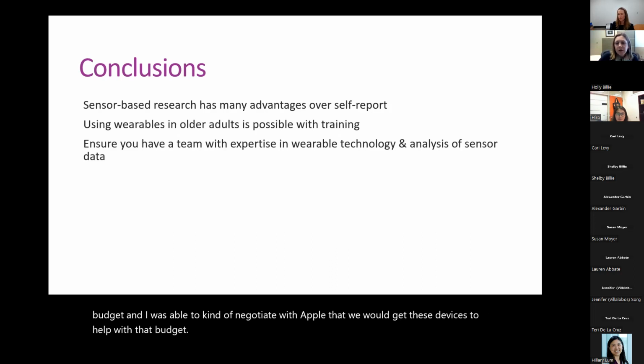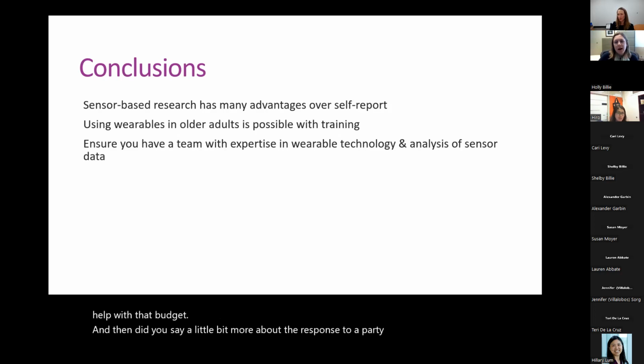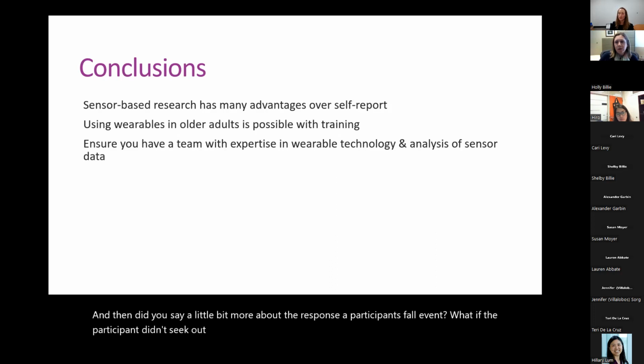And then could you say a little bit more about the response to a participant's fall event? What if the participant didn't seek out care? What was your response to that fall event?